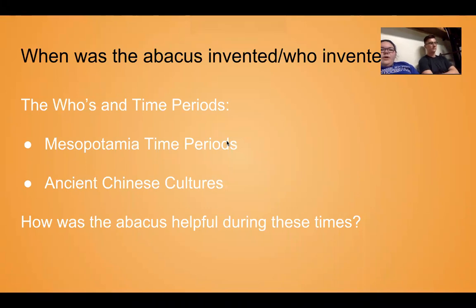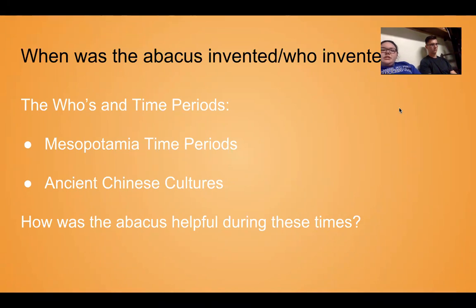All right, so when was the abacus invented and who invented it? This is a really good question, and through some research, I found many different things. Ultimately, I found that the abacus was first thought to have been created as far back as the Mesopotamian cultures, even though most people associate it with the ancient Chinese cultures. It was just in a different variation at the time. But again, most people associate it with the ancient Chinese cultures and that time period.